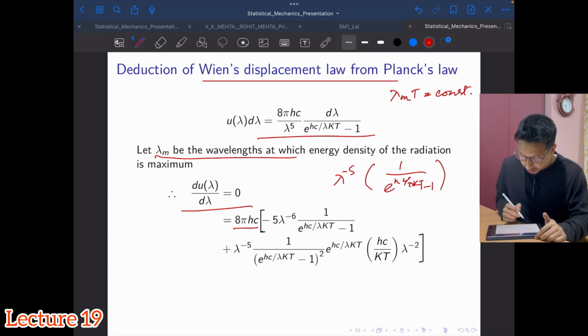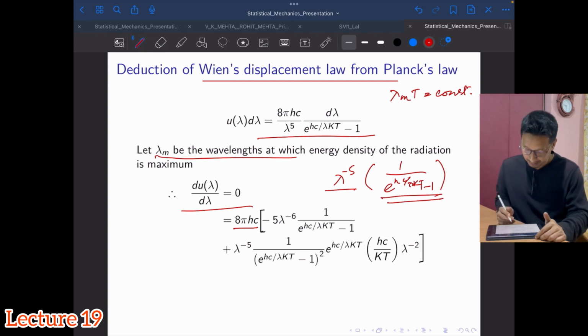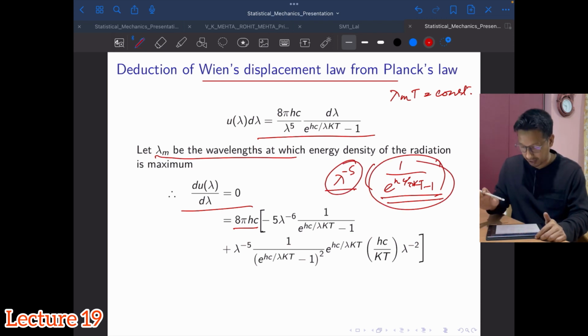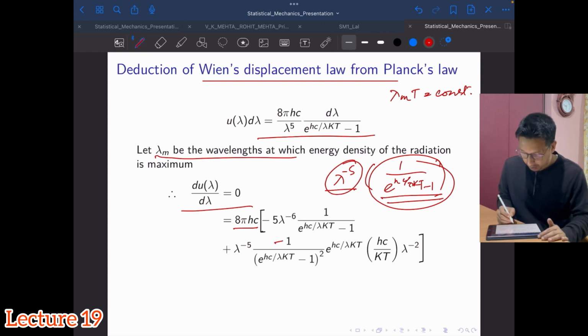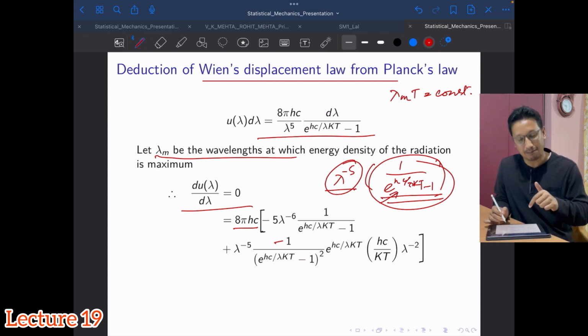If I differentiate the first term, it will be minus 5 lambda to the power minus 6, and I'll keep the other as it is, like a constant. In the second term, plus, I'll keep the first term as a constant and then differentiate this term. Here also I have to keep going inside, using the chain rule. So minus 1 by this whole thing to the power 2 will come out, and then I have to differentiate again the inside, which will be e to the power hc by lambda kT.